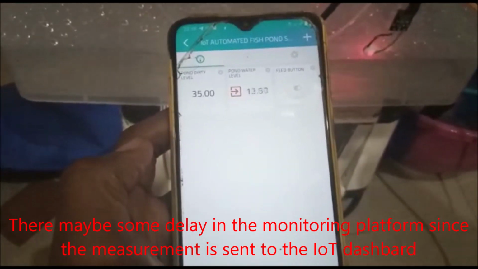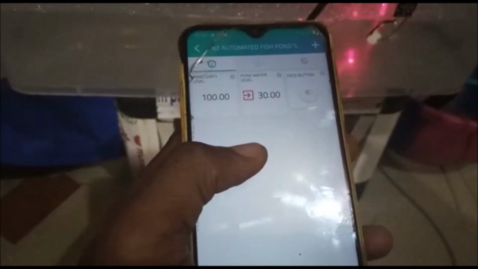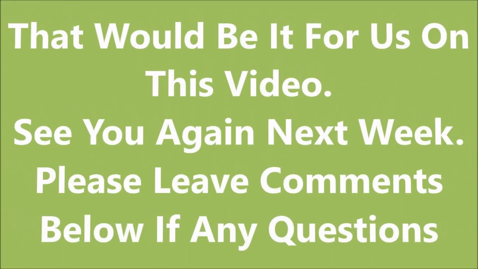Right, nothing yet is coming up on the water level. Okay, it's increasing, so that means I will definitely need to pump more water. Okay, the water height is at 30%. That would be it for us on this video.